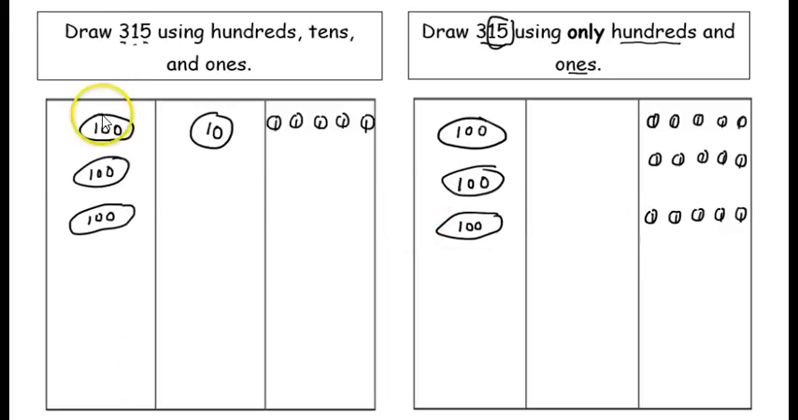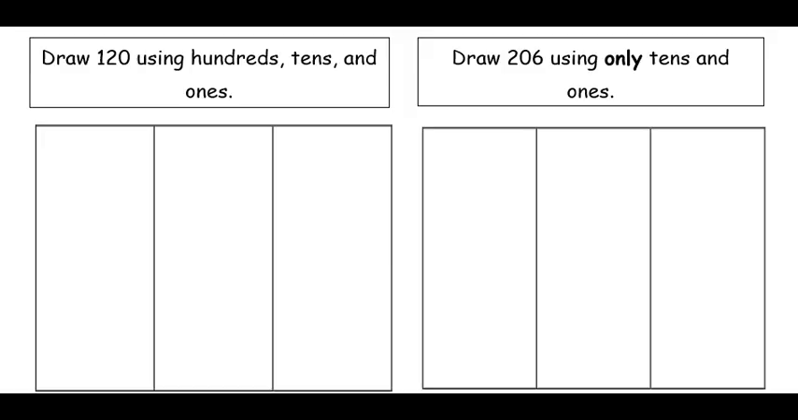Again, we'd like the children to be able to show this flexibility with their place value understanding. The next question says to draw 120 using hundreds, tens, and ones. Well, if I have to use hundreds, tens, and ones, I'm going to start off with my disc to show my 100. I could show the number as 2 sets of 10 in my tens column, but if I have to use ones, I need to trade in one of those tens for 10 ones.